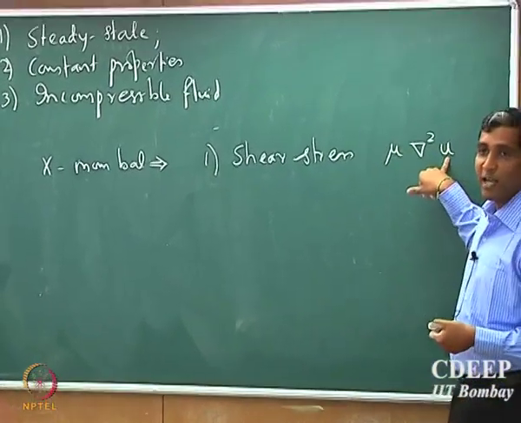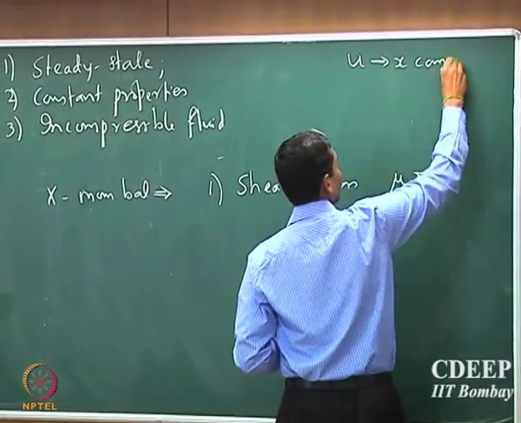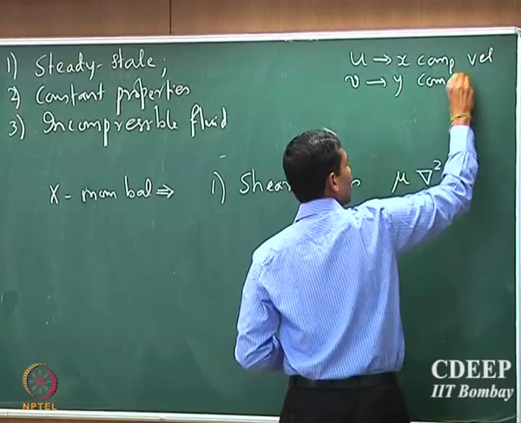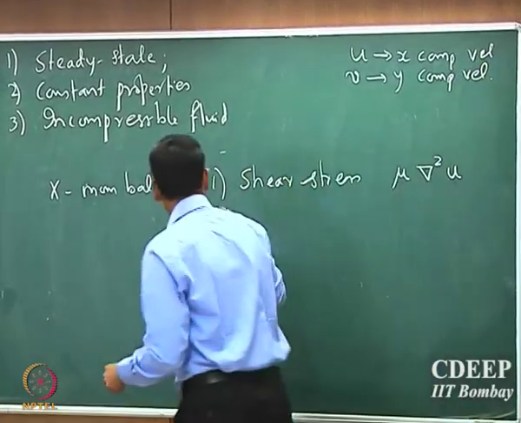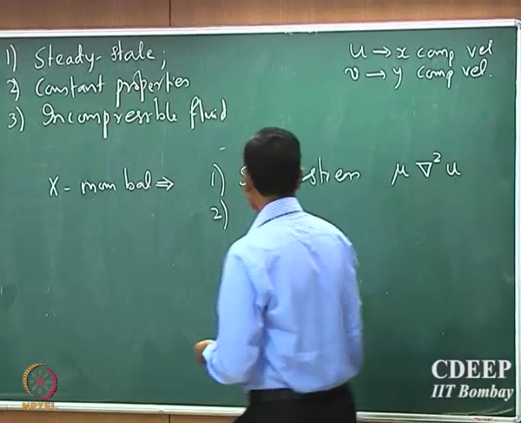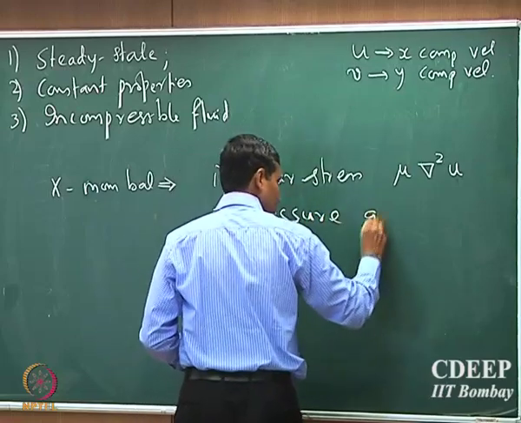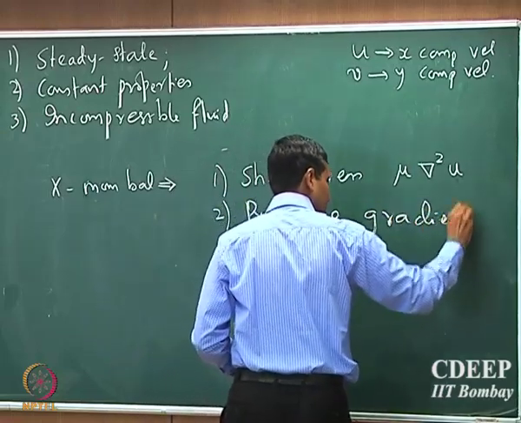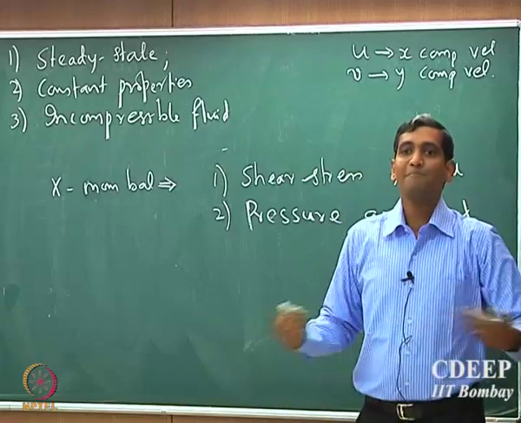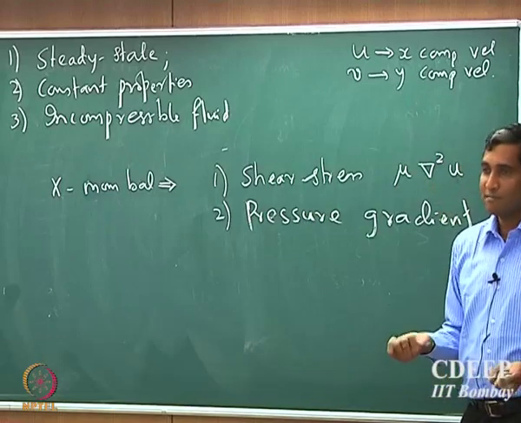So note that u is the x component velocity and v is the y component velocity, okay. What else? Pressure gradient, okay, because it's a forced system. You are pumping the fluid to flow past the object, so there has to be a pressure gradient, otherwise there is no flow, right. So if pressure gradient is 0, there is no flow, okay.